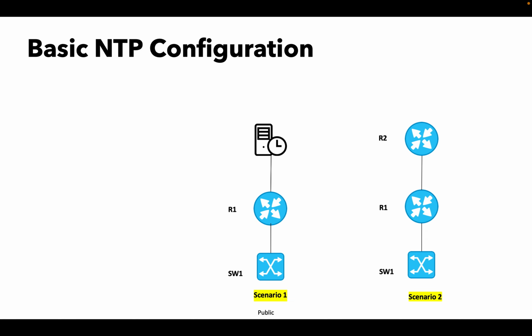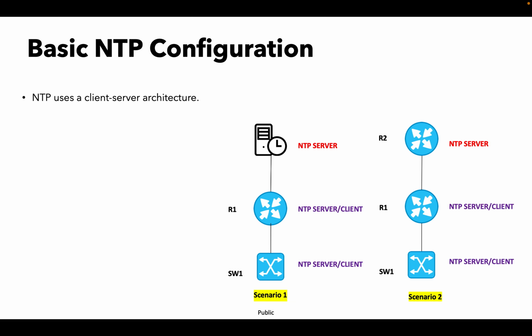Let's look at some of the basic NTP configuration. As you know, NTP uses a client-server architecture. One host is configured as the NTP server, and all other hosts on the network are configured as NTP clients. Servers supply information about the time of the day to clients, and clients react by adjusting their clocks to match.